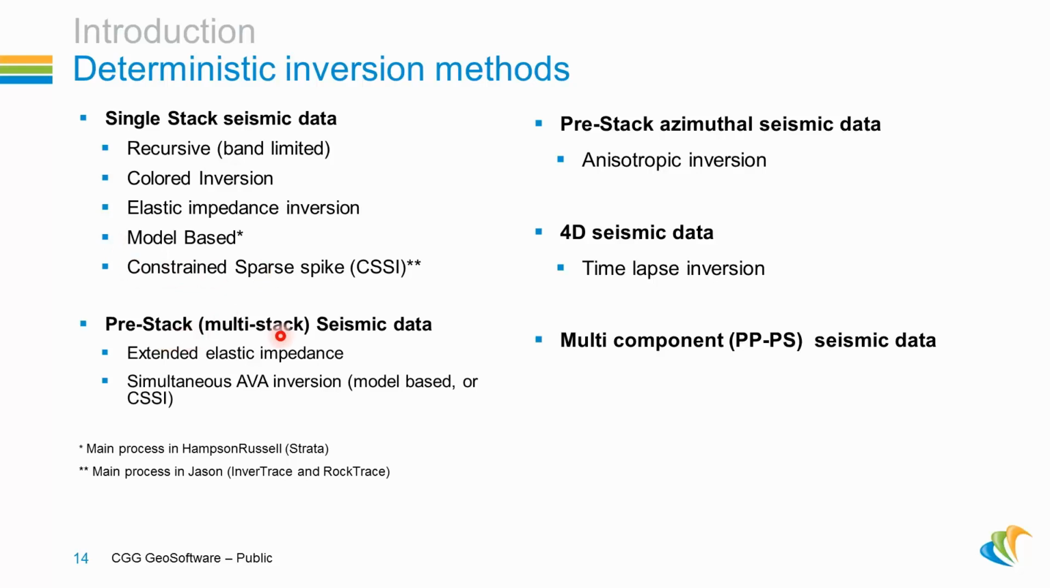If we have pre-stack seismic data, then the inversion could be extended elastic impedance, and we can go for simultaneous AVO inversion or AVA inversion. This could be model-based or CSSI again, based on what solution you are choosing. And for pre-stack azimuthal seismic data, we go for anisotropic inversion, which is available in JSON, and anisotropic in Hampson-Russell. For these seismic data, if you have, you can go for time-lapse inversion, and for multi-component data, which is PP-PS seismic data, you can go for multi-component PP-PS inversion.